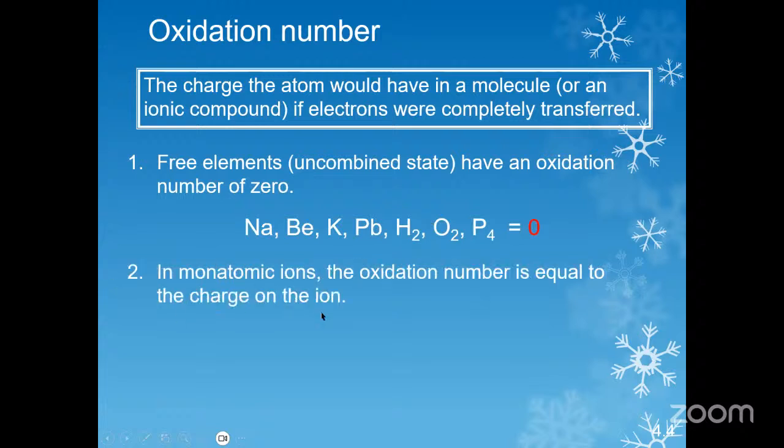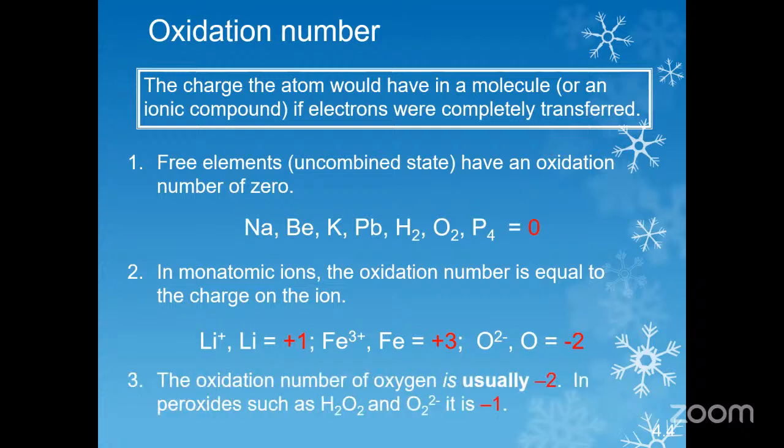The next rule has to do with monatomic ions. If you're dealing with a monatomic ion, whatever the charge is on that ion is the oxidation state or oxidation number of that element. For example, the lithium ion has an oxidation number of +1, the iron(III) ion has an oxidation state of +3, and the oxide ion has an oxidation number of -2. So for any monatomic ion, whatever the charge is, that is the oxidation number.